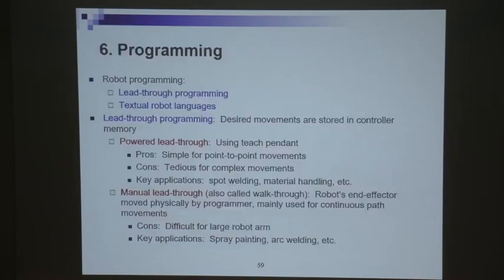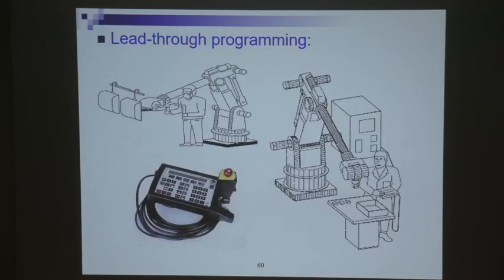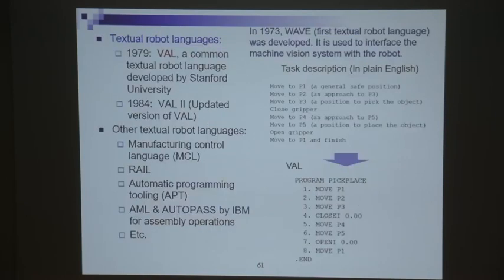When you actually program the robot itself, you have the read-through programming, and then the other way is via something called a textual robotic language. A textual robotic language is close to human language, so that it's easier to understand the program. The first textual robot language came out in 1973. It's known as WAVE. It was used to interface the machine vision system with the robot.